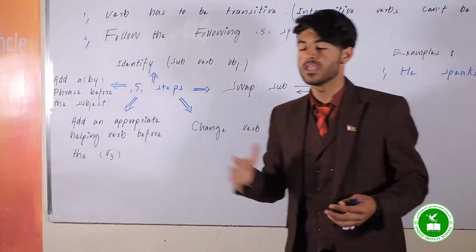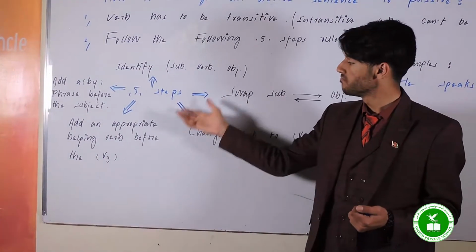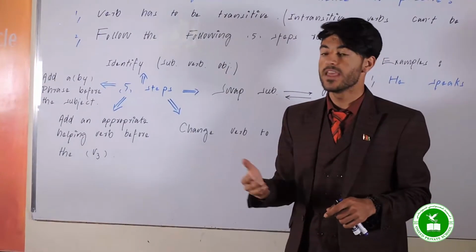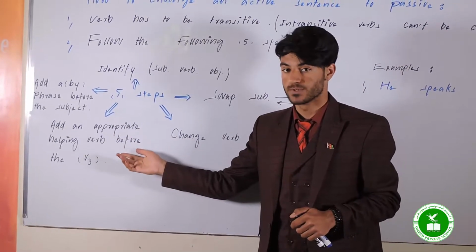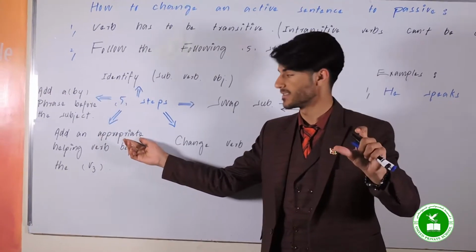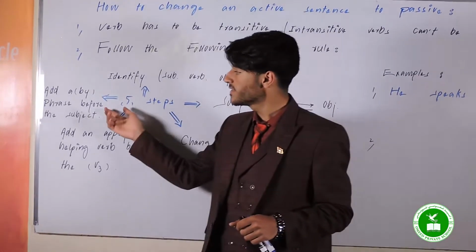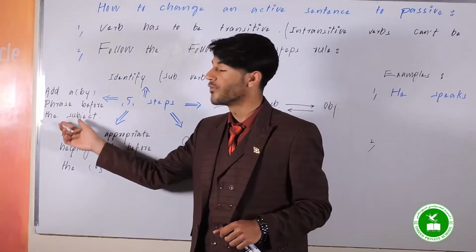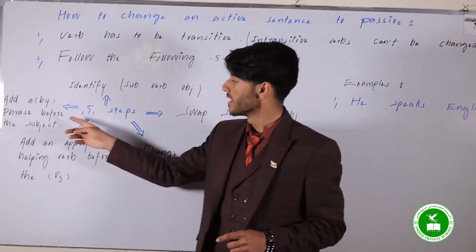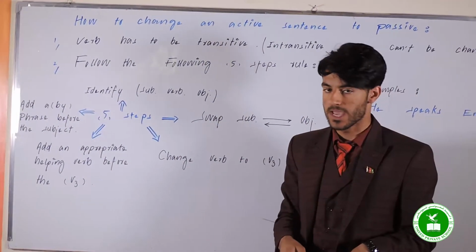By appropriate, I mean that in accordance with each tense, every sentence, every tense, and also the sentences that you change from active to passive, they have their own helping verbs, okay? So helping verb should be appropriate and it should be in accordance with the tense. So add an appropriate helping verb before the third form of the verb. In the 5th step, add a by phrase before the subject when you change subject with object. So add a by phrase before the subject, okay?